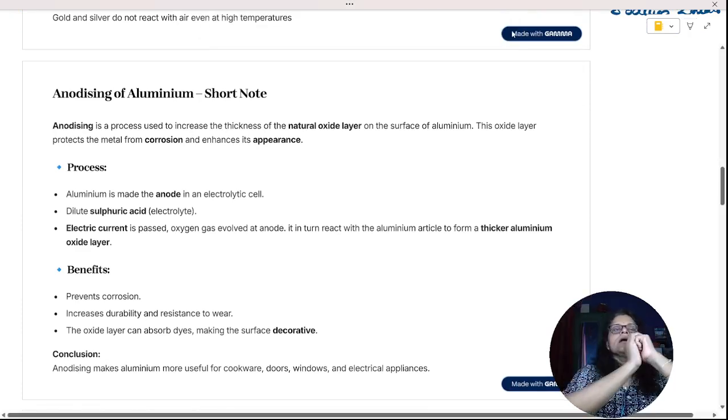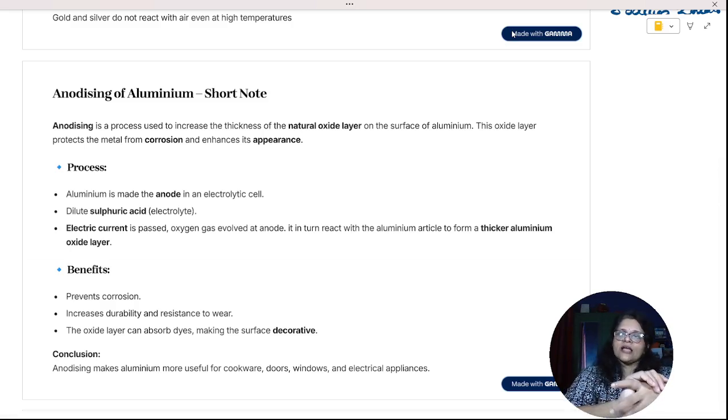Now, anodizing of aluminium. You have already seen that aluminium, when it reacts with oxygen, forms a coat of aluminum oxide on the top layer. So the aluminum metal inside that layer is protected. This protection can happen naturally or it can be made to happen. That process is called anodizing of aluminium.